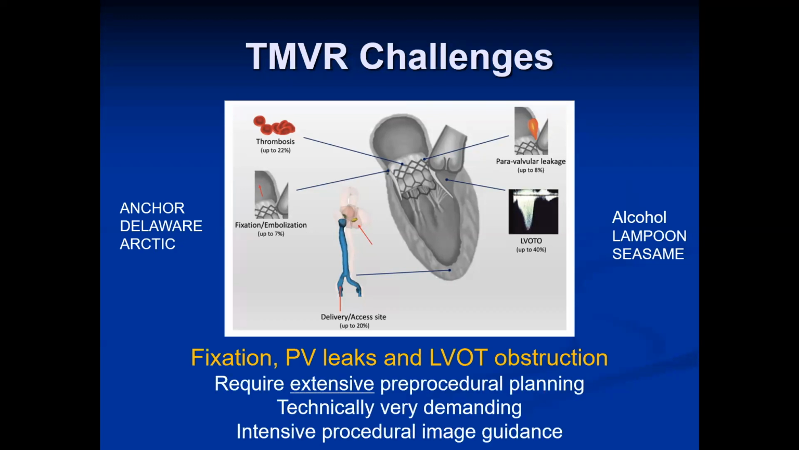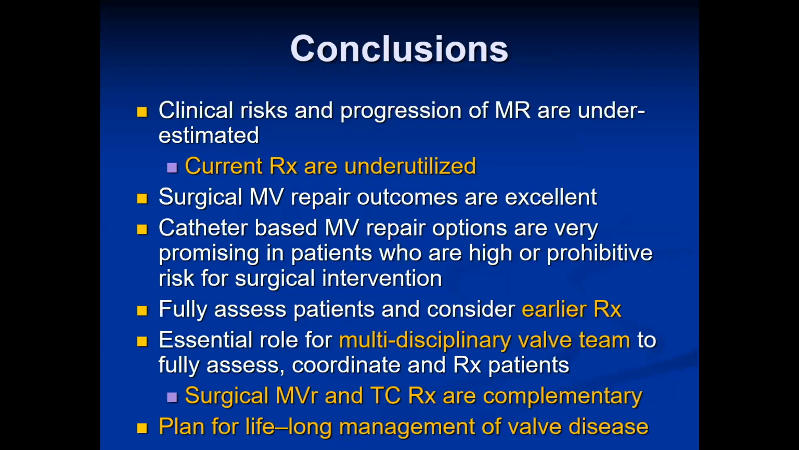But despite this, these procedures require very extensive procedural planning. So Jamie McCabe would spend hours planning for each one of those procedures. They're very demanding. Very few interventionalists can do these kinds of procedures very well. And they require a tremendous amount of intensive procedural imaging. So I do not see how this can be scaled to centers other than centers like ours, because the imaging that's required is extraordinary.